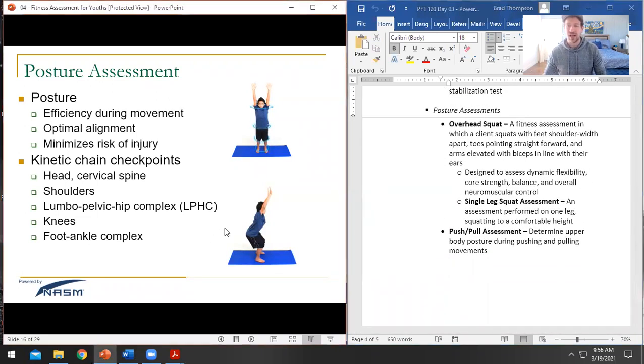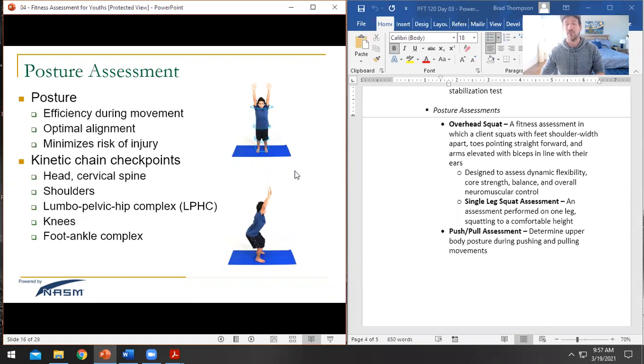Next one we've got posture assessments. So posture assessments, right? This is probably the most important, or at least the one that gives us the most data for actually writing our programs. Posture is basically how efficient you are at moving through a full range of motion, right? It's the resting position of your joints.